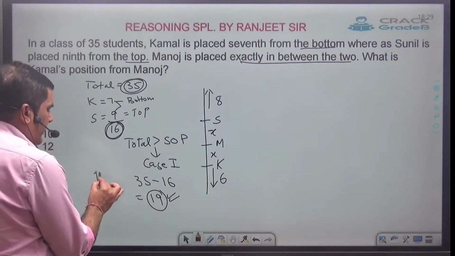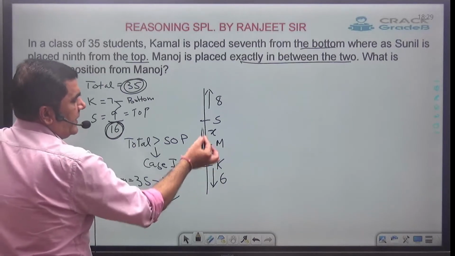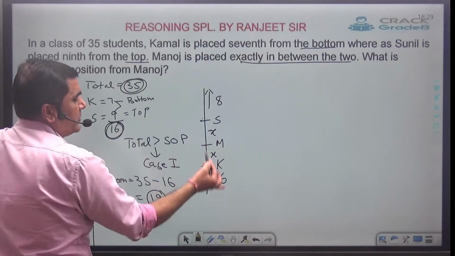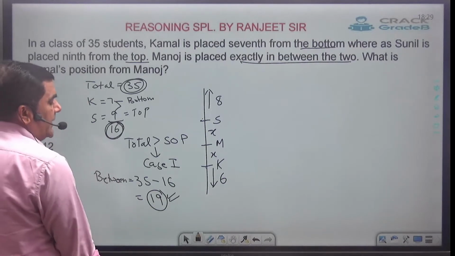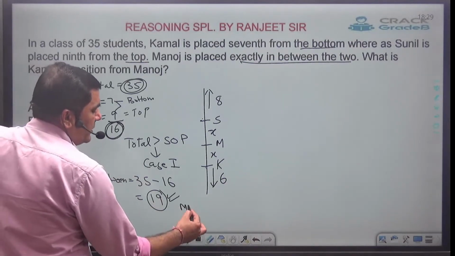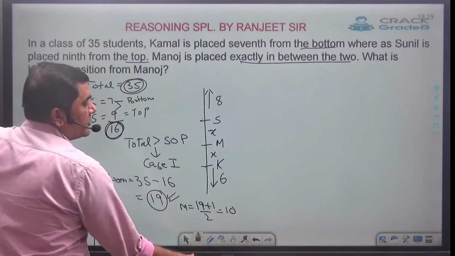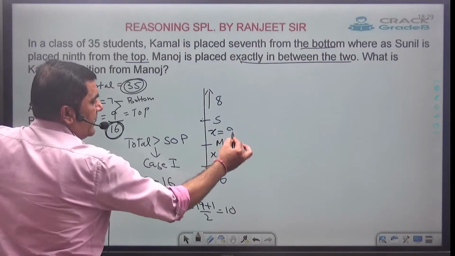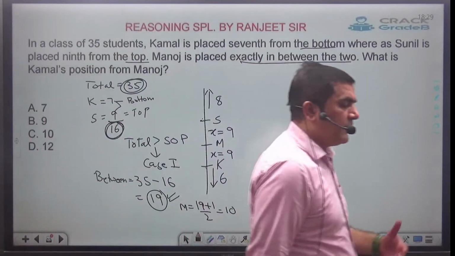This is the between we have calculated. Because Manoj is exactly between these two, my job is to find out how many persons are between Sunil and Kamal. That comes out to be 19. So what should be the position of Manoj? Manoj will be (19 plus 1) by 2, which comes out to be 10. So if Manoj is 10, then this must be 9 and this must be 9. Clear? So everything we have calculated.